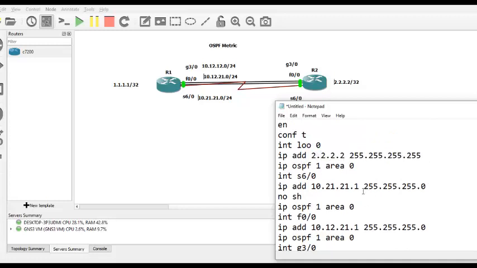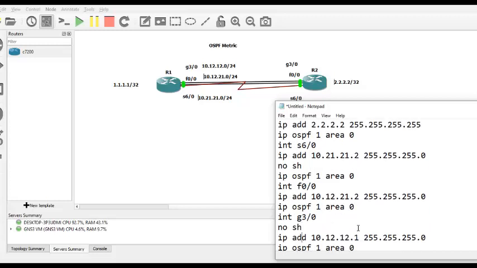All right, now let us move on to router 2's configuration. This is going to be 2 here, this is going to be 2 here, and this is also going to be 2. That's all, there is nothing more to do.